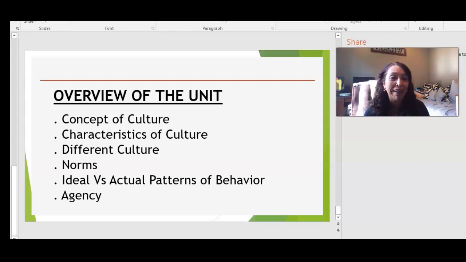Culture is very unique. I can't wait to get to know all of you and understand your cultures and learn about you, right? We have diversity in the classroom, and this is going to be a very fun semester.